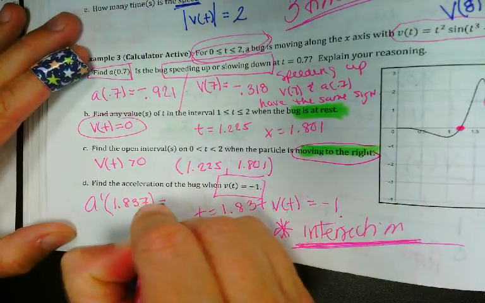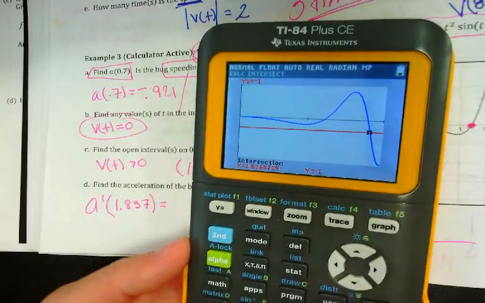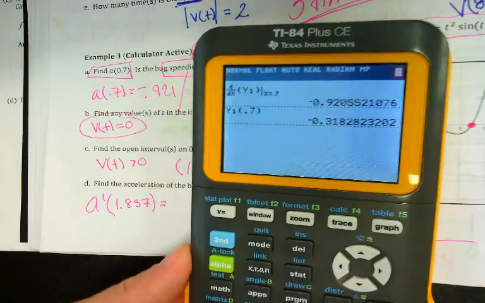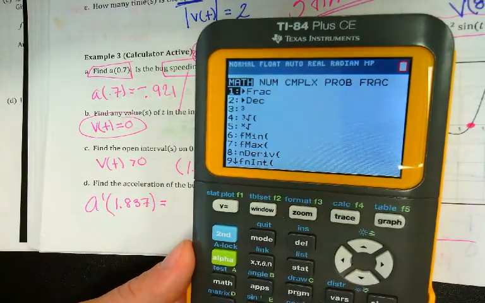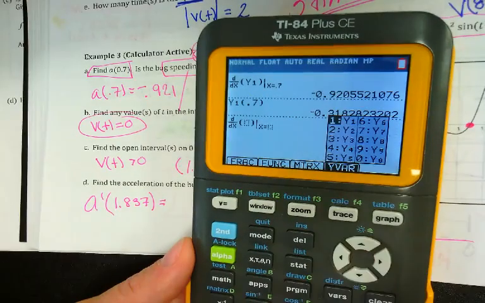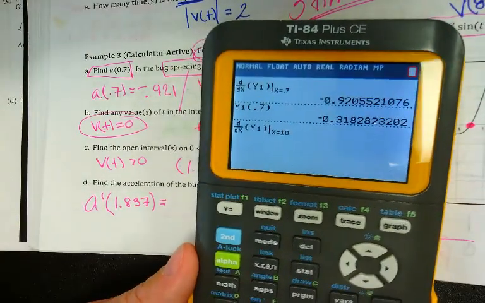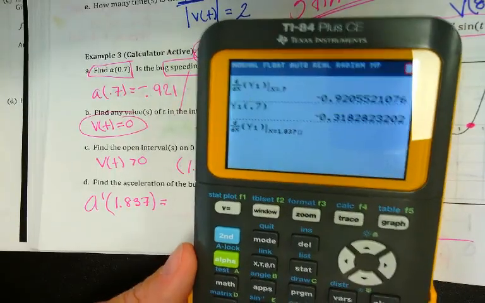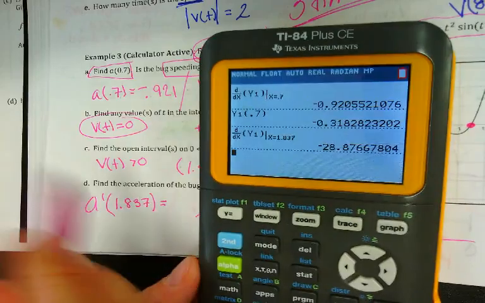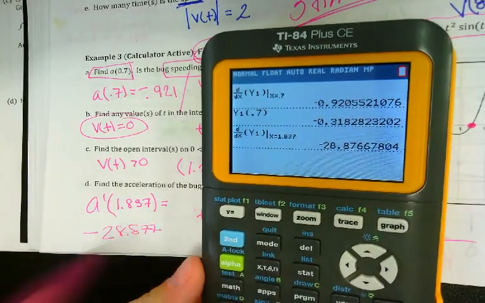We can just do that math later. Correct, but I'm going to do it on the home screen. But yes, that's all we're doing. So I'm going to quit out of this, second quit. I'm going to take the derivative of my function in y1, because that's velocity. Okay, so just pull up y1 and then type your number at 1.837. So -28.877.